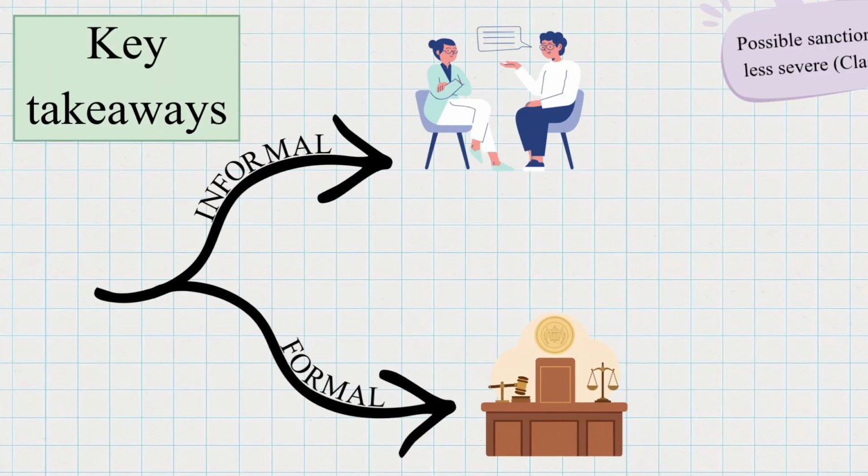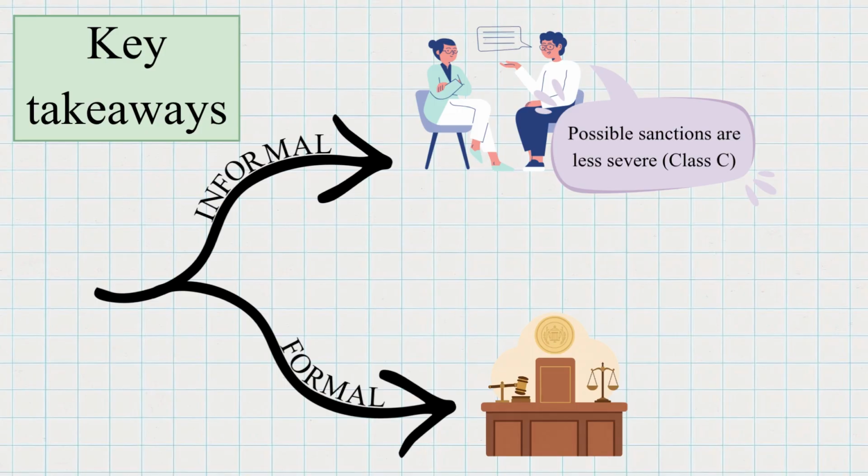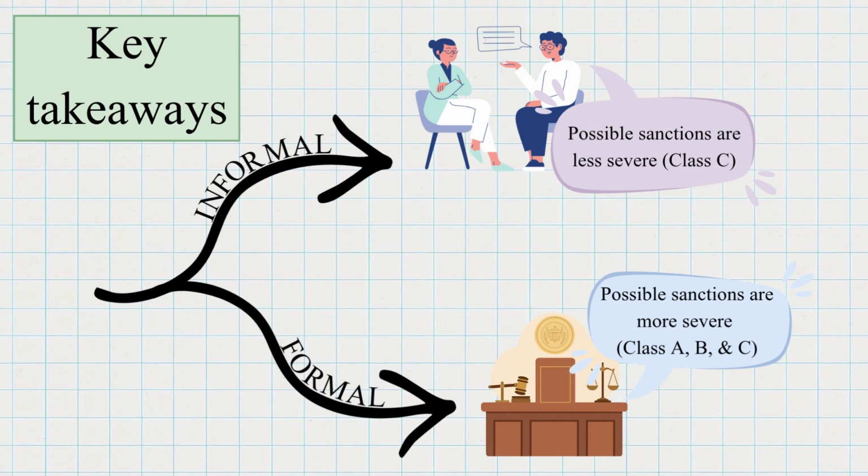Key takeaways show that informal resolutions have less severe, Class C sanctions. Formal resolutions can lead to more severe sanctions, including Class A, B, and C.